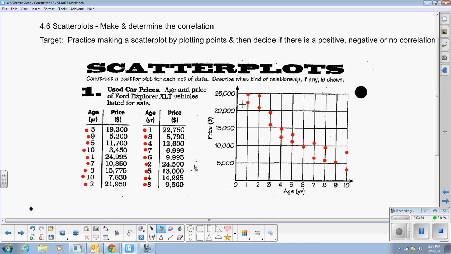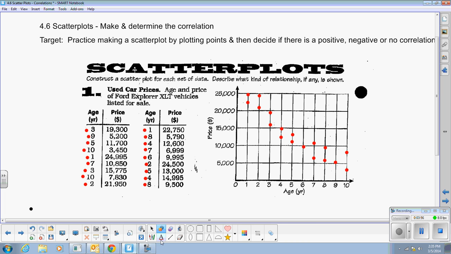Let's look at the graph. Do I see a correlation where all the dots are going up, or all the dots going down, or do we just have a big old mess? And that's why it would be called a scatter plot. Is it a big old mess? No, actually, what I have is a scatter plot with a negative correlation because the dots are going down from left to right. Dots are going down from left to right.